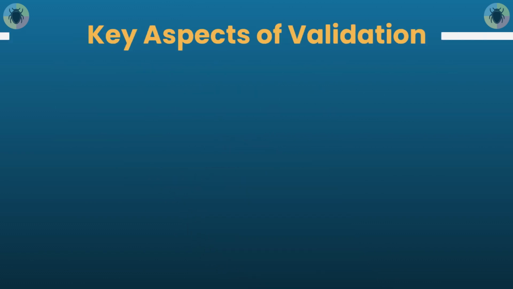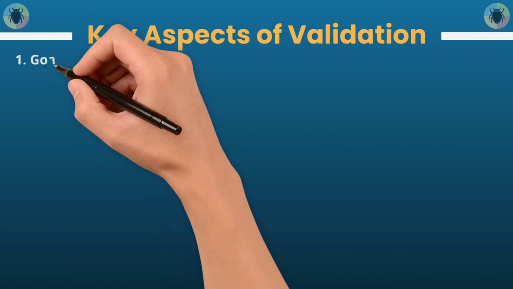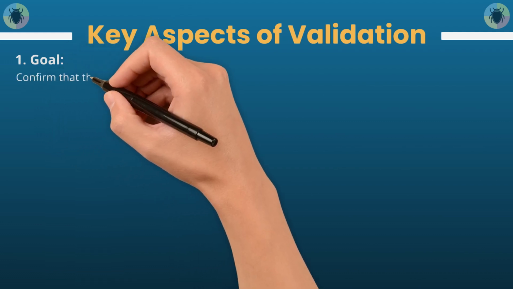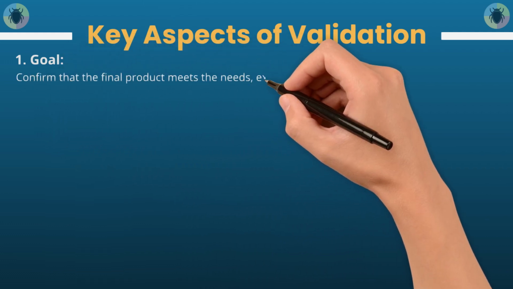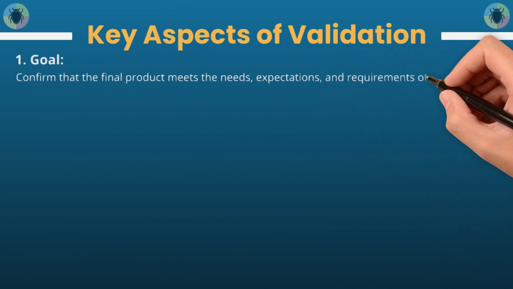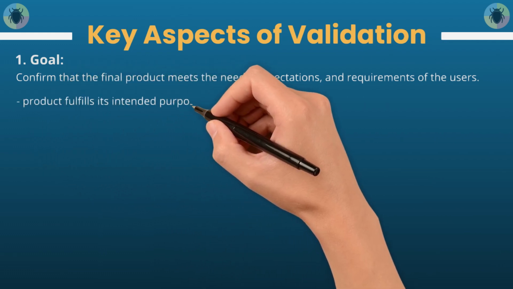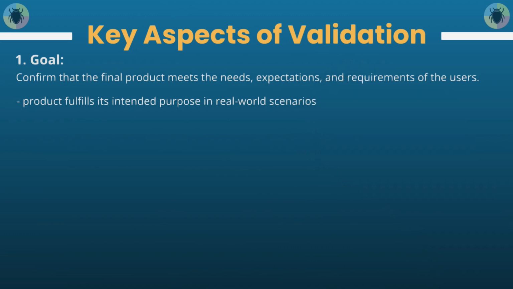Key aspects of validation. 1. Goal. The primary goal of validation is to confirm that the final product meets the actual needs, expectations, and requirements of the users. Validation focuses on ensuring that the product fulfills its intended purpose in real-world scenarios and provides value to the end users. It assesses whether the software performs its functions correctly from a user perspective and whether it solves the problem it was designed to address.